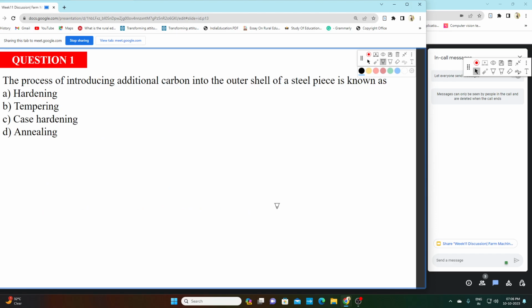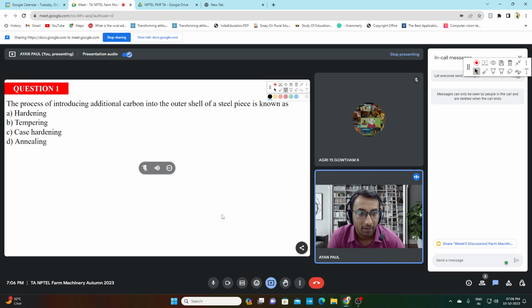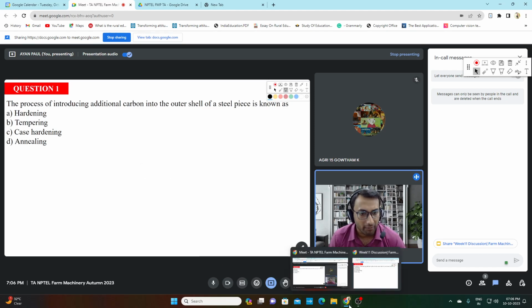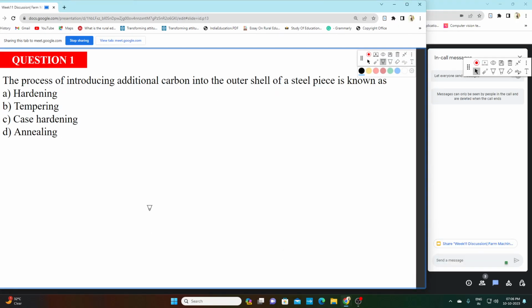Okay. So question number 1. During the question answer session, I request the participants present in this discussion to guess the answers first. I will ask the question, you guess the answer, and then I will explain the answers in detail. So this is the first question. The process of introducing additional carbon into the outer shell of a steel piece is known as, option A hardening, option B tempering, option C case hardening, and option D annealing.